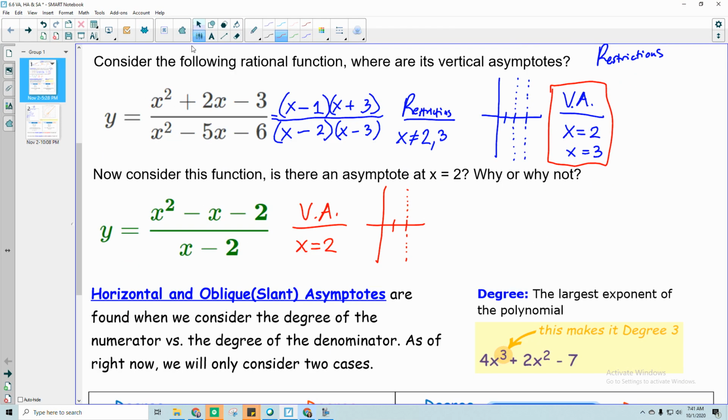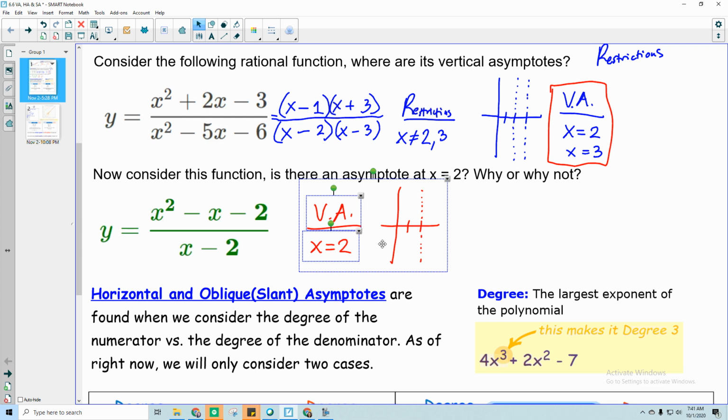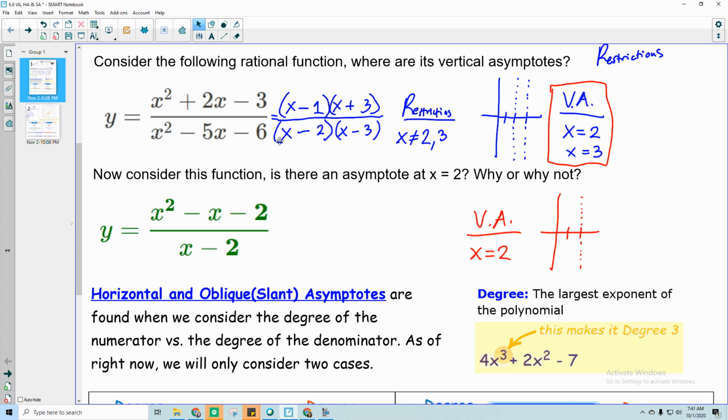Okay, so to get some answers about that, let's see what happens if we factor this a little bit further. If we factor the numerator, this is going to factor into x plus 1 and x minus 2.